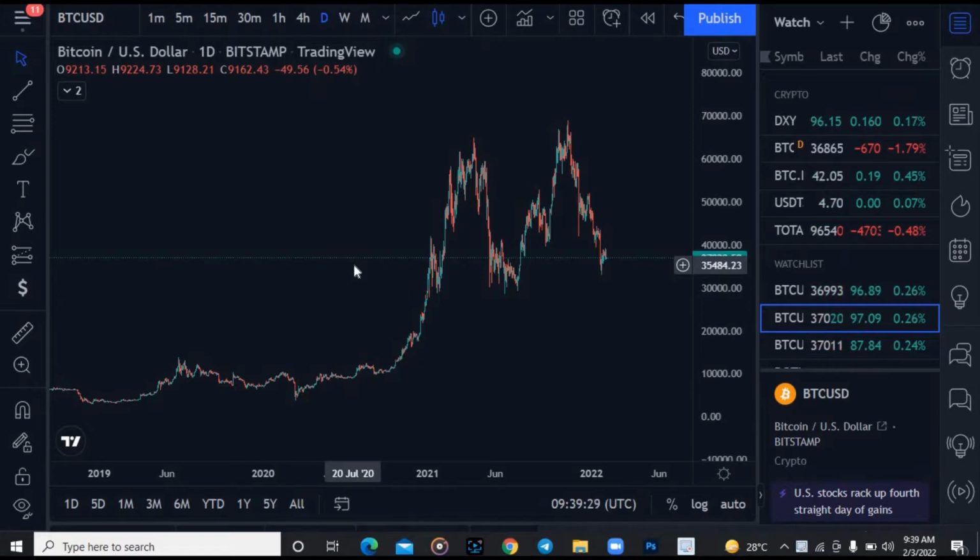In today's video, we are going to be looking at what you need to know about support and resistance, how to mark out support and resistance zones, as well as almost every other thing you need to know about support and resistance.